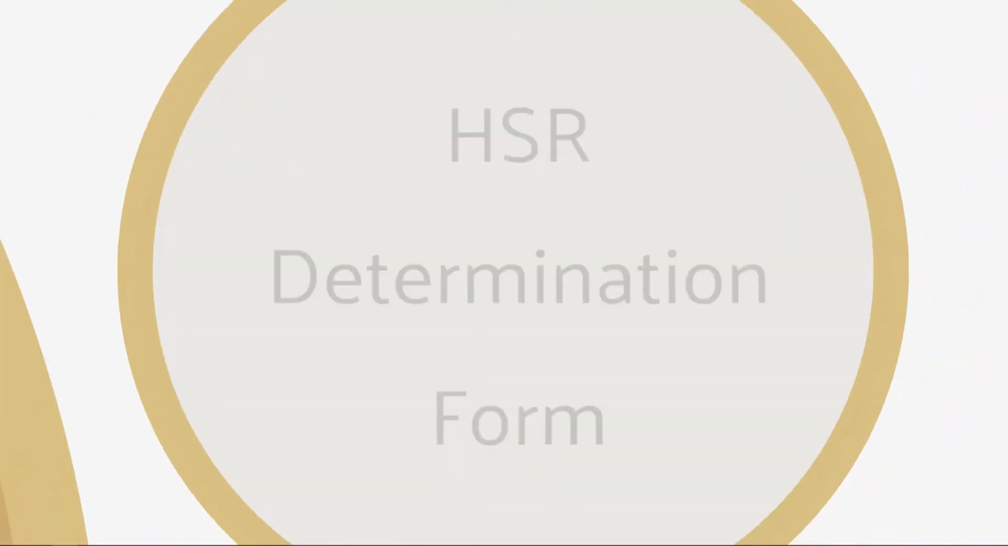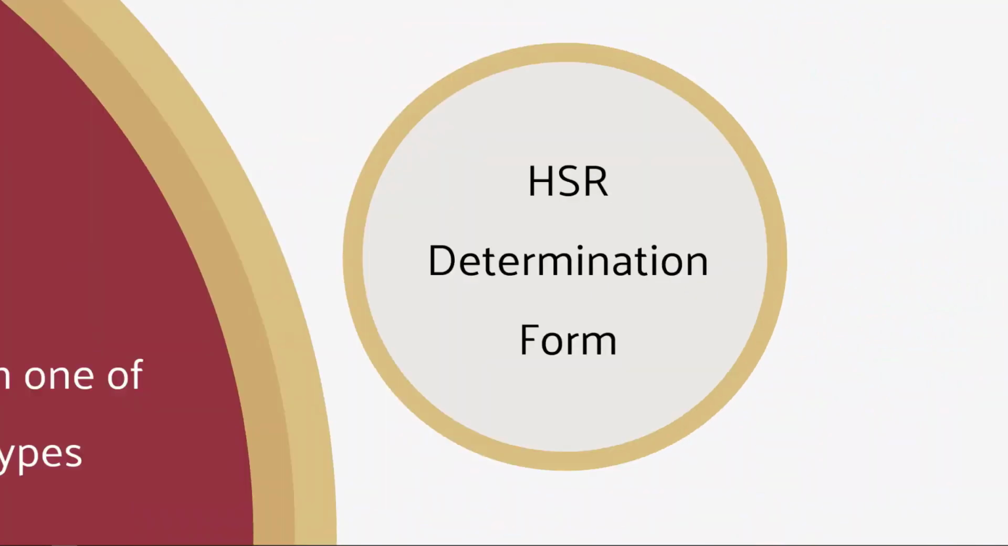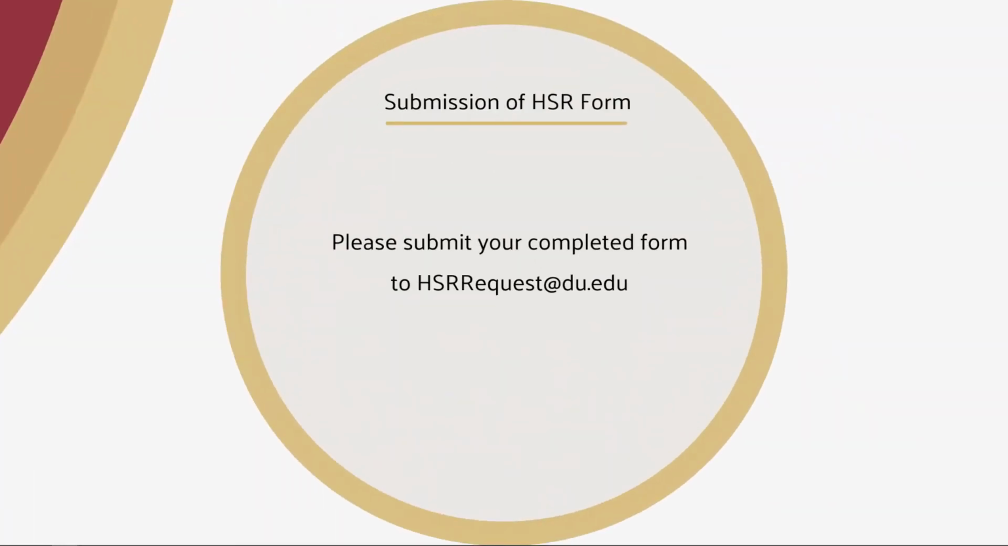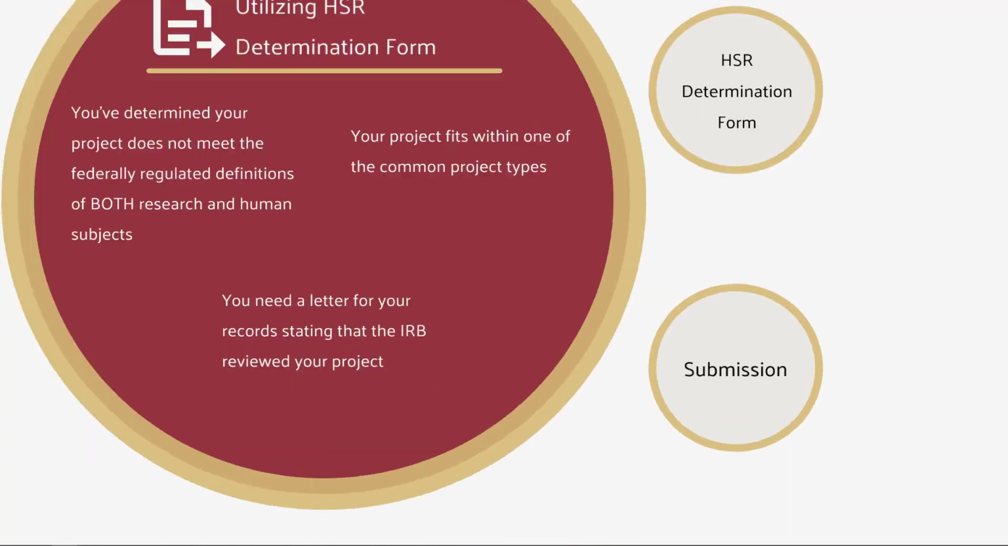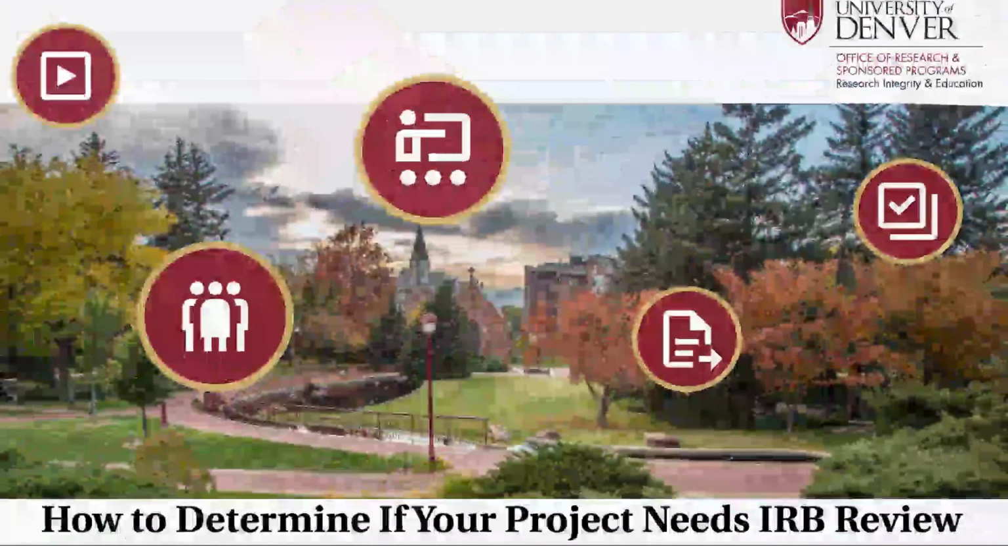So, how do you submit this form for review to the Office of Research Integrity and Education? We've worked hard to make this process super simple. Please submit your completed form and any accompanying documents to hsrrequest@du.edu. Please do not submit HSR determination forms through IRB-Net, as they will not be processed. We typically are able to review and issue a determination within 14 days, and oftentimes even quicker.